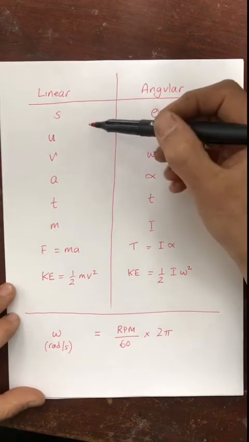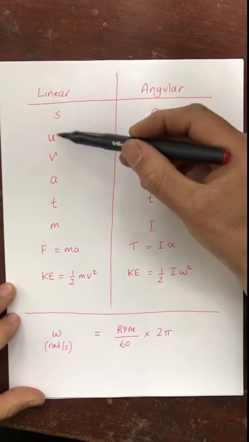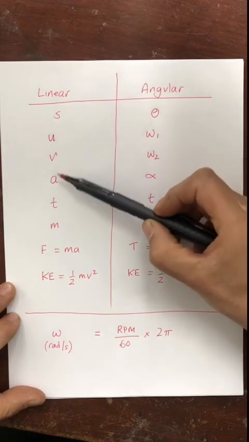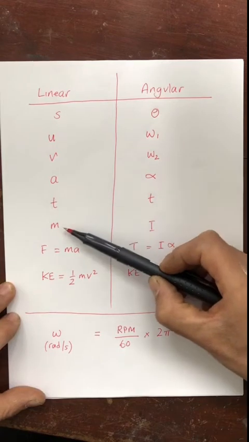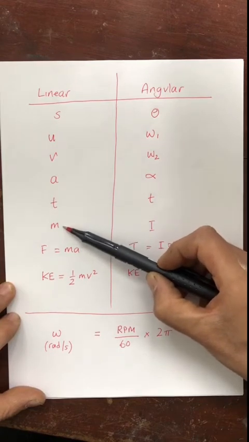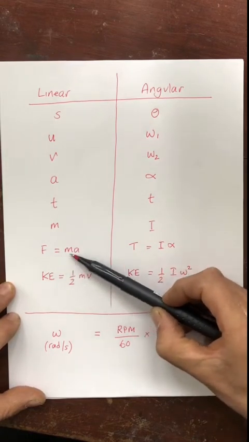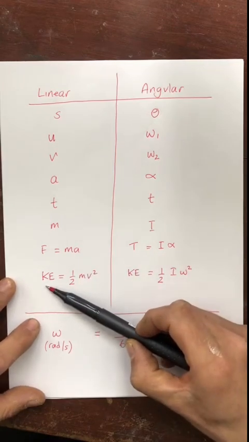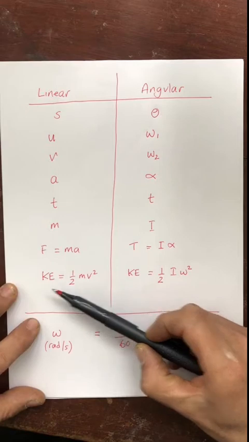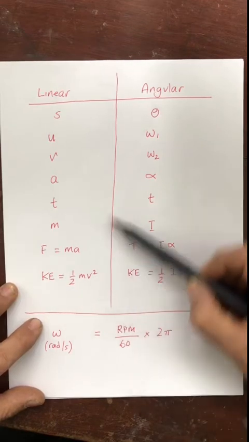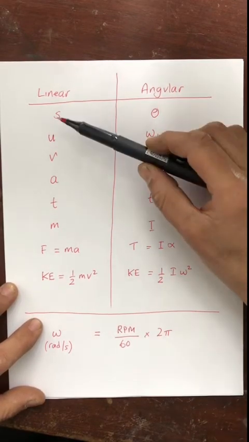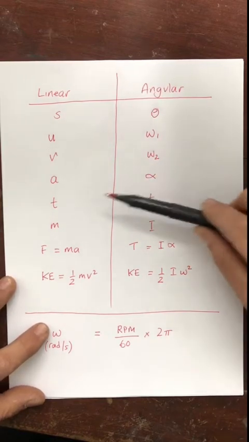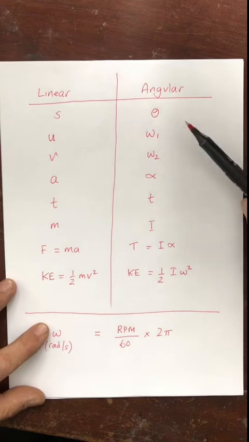So we're all familiar with a linear system, or should be by now, that uses SUVAT, where we've got linear displacement, initial velocity, final velocity, acceleration and time. We also use mass in linear systems. We can use one of Newton's laws, F equals mass times acceleration, and also the energy equation for kinetic energy, K equals half mv squared. You should all be familiar with that, and this is designed to help you build on your knowledge of linear systems by extending it to an angular system.